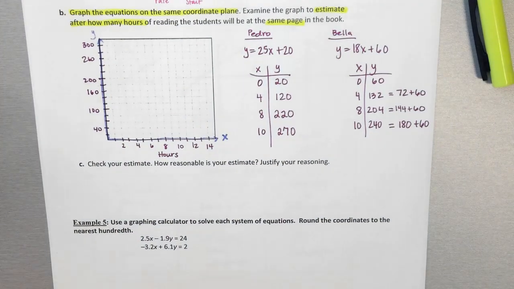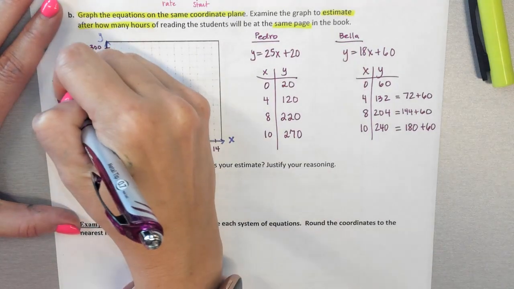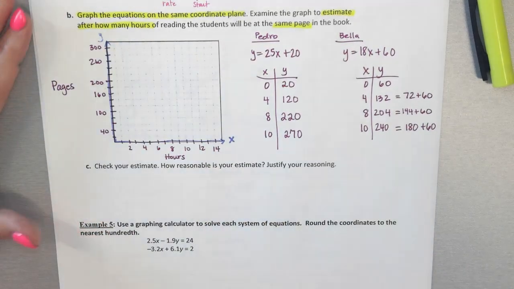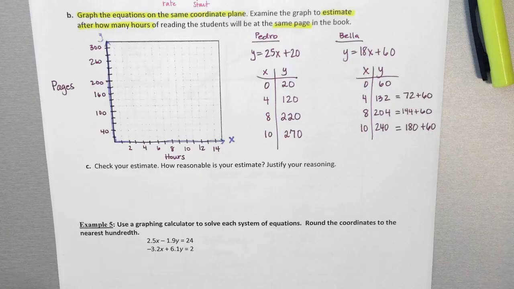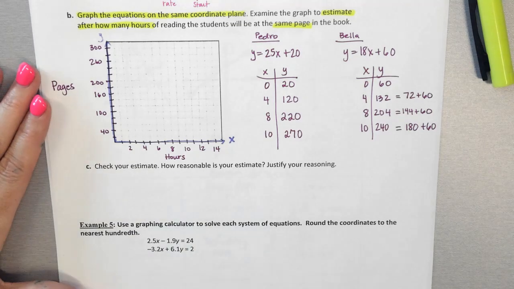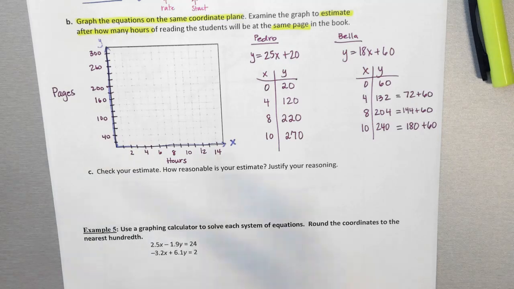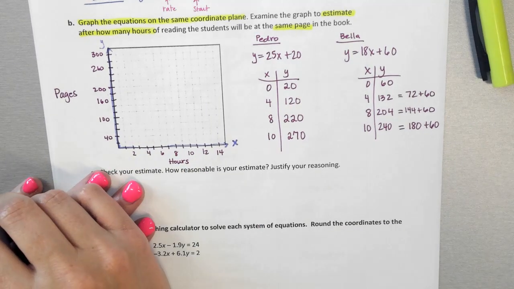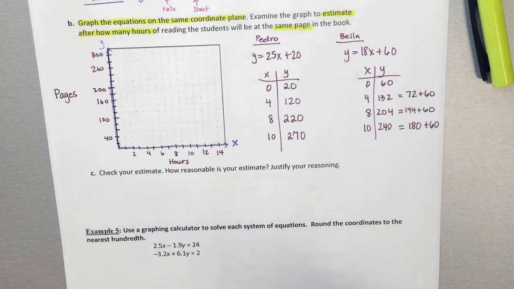Okay, and then remember, y is going to be the amount of pages. And now we're ready to graph. I'm going to do this with a pencil, just in case I make a small mistake. We can erase it. And know that when you're making a graph, there's always a small margin of error. So your answer might be a little bit different than somebody next to you, and that's fine.